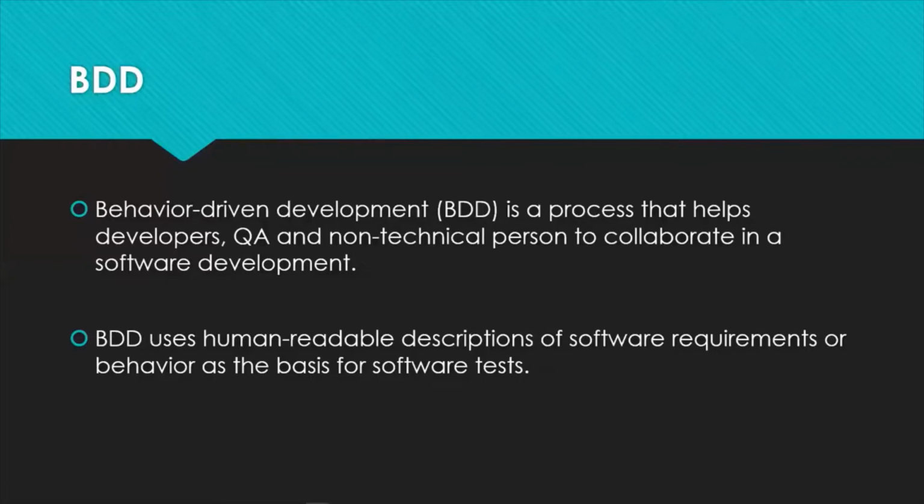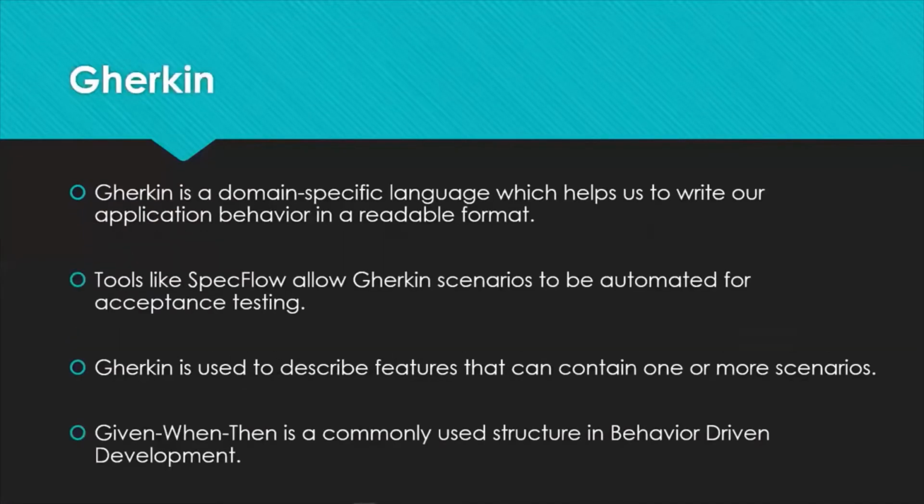So how do we achieve this so that everyone can understand and write the system test? To achieve this, we use Gherkin language. Now what is Gherkin language? Gherkin is a domain-specific language which helps us to write our application behavior in a readable format. In behavior-driven development, scenarios are discovered in collaboration with all parties involved in the software development process, like developer, tester, subject matter expert, before they are formalized in Gherkin.